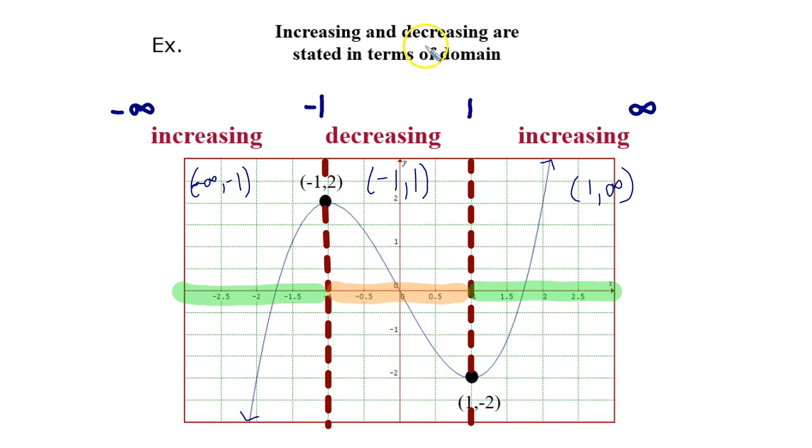So increasing and decreasing is stated in terms of the domain. That's super important for you to remember. It's the most common mistake that students make here. They want to use something else.